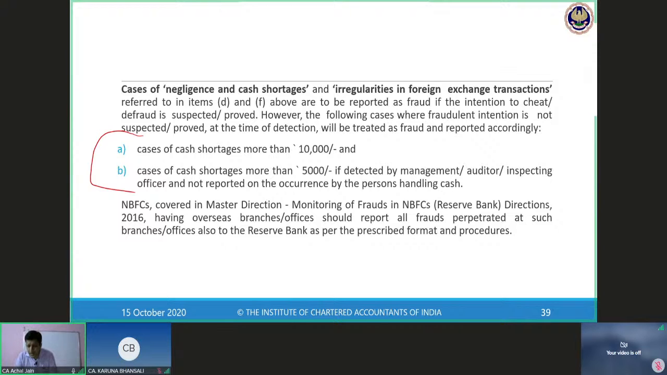Cases of cash shortages more than rupees 10,000 and cases of cash shortages more than rupees 5,000 if detected by the management, auditor, inspecting officer, it can be any inspecting officer, and not reported on the occurrence by the persons handling cash. So let's suppose there were persons who were handling cash, they did not report any such occurrence. So we are talking about the cash shortages. Okay. And we are only talking about the detection.